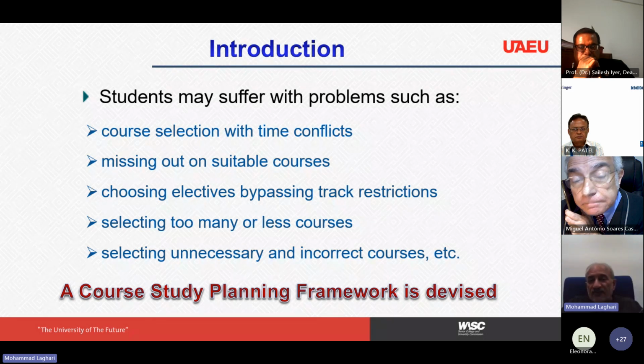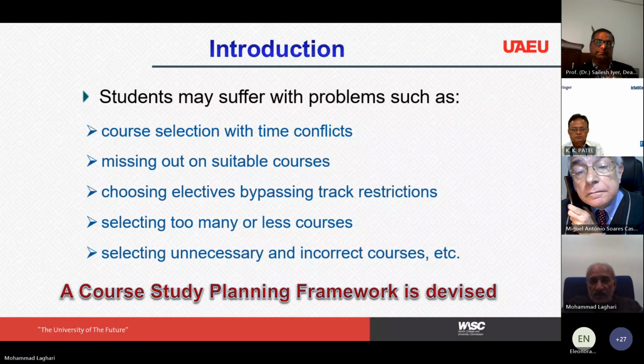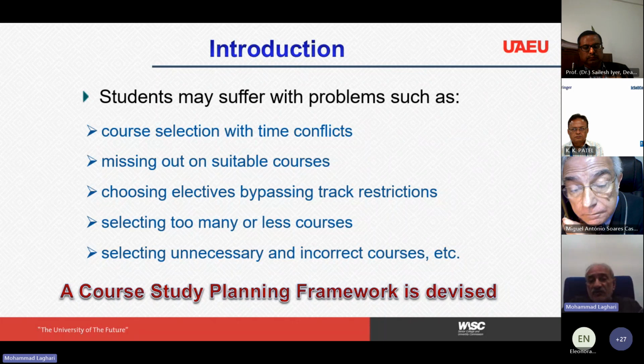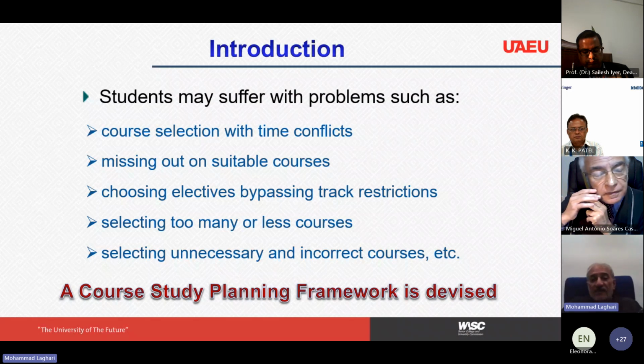Another problem is choosing electives by bypassing track restrictions. We have two tracks here: a communication engineering track and an electrical engineering track. Because the courses are offered in the department, they typically choose courses from the other track. In the end, they find out that they are unable to register for those courses. So what I'm talking about is not the time of registration, but the time of planning.